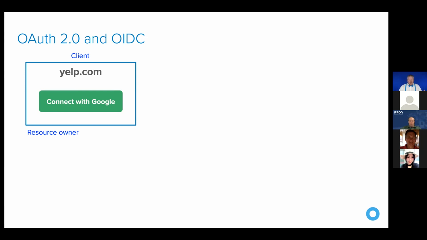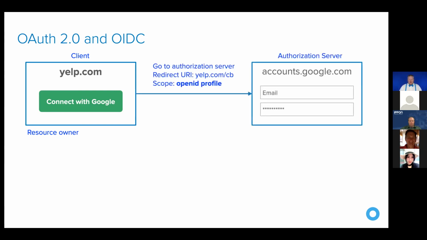So in the OAuth 2 and OpenID Connect example, you'll have a client who we're going to call Yelp in this case, and it's just a connect with Google button instead of that form with that username and password. And you in this scenario are the resource owner. So when you click on the button, it goes to an authorization server. You pass some parameters to it. The most important one is the redirect URI, and that's where you're going to come back to after you log in. So it's very important you get that right, or things will go wrong.